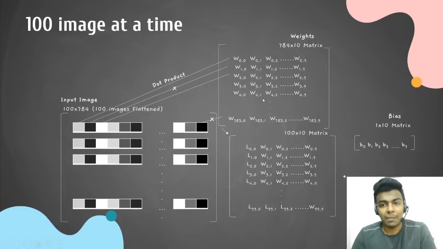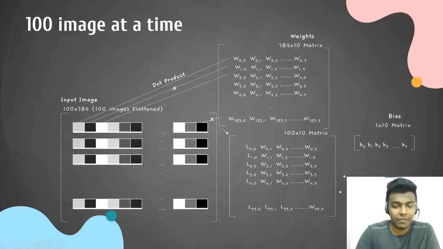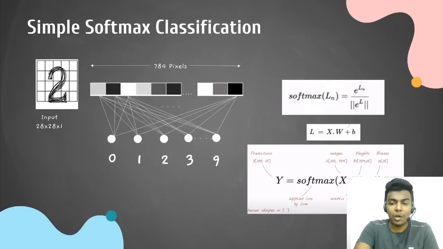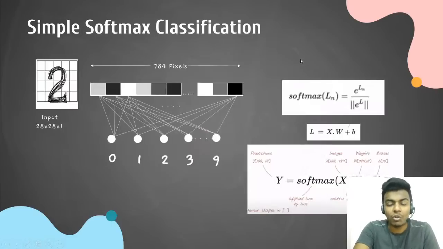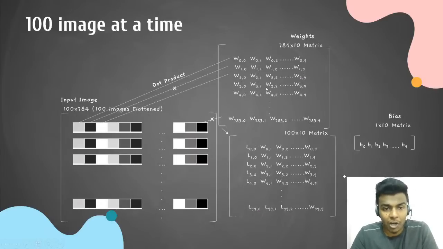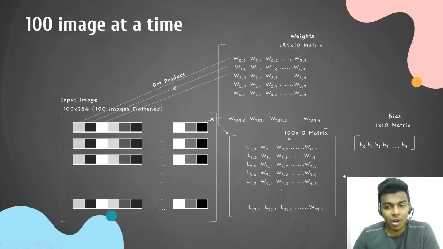What is the matrix dimension of the weights? That is 784 cross 10. These are the two matrices. Recap the formula again: x dot w plus b. x we have already initialized from the 100 images, and w is a 784 cross 10 matrix. What we need to do is the dot product of the input and the weights, and we get the output matrix. Why do we get 100 cross 10?